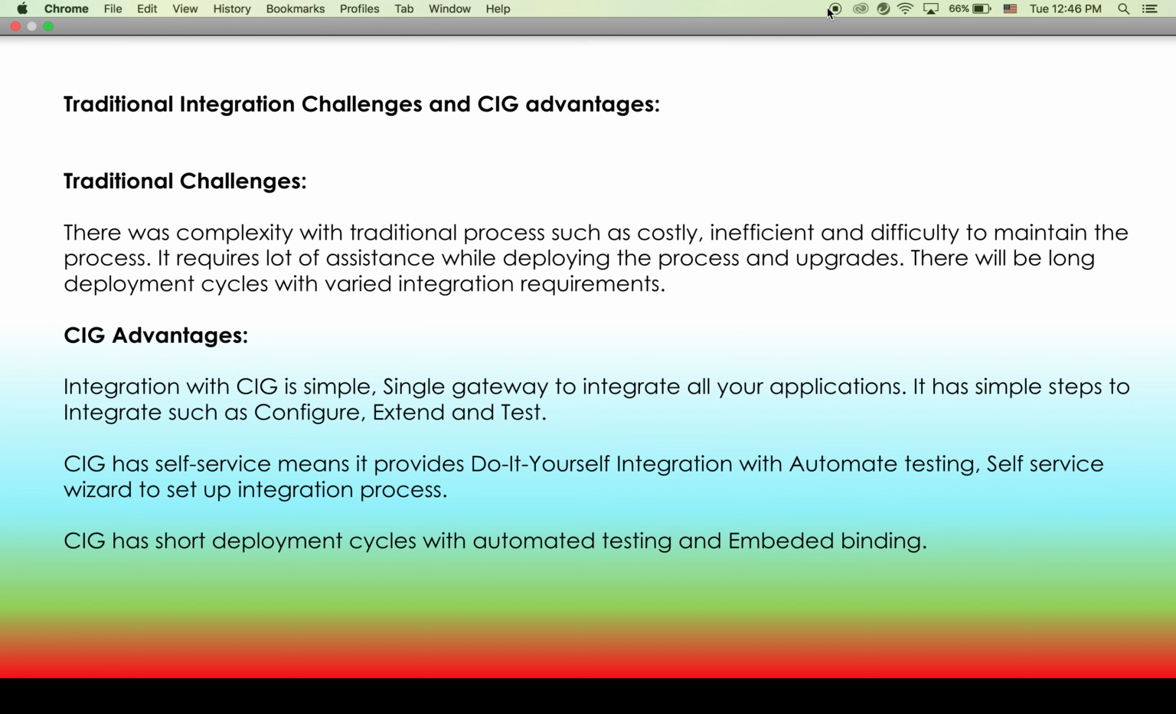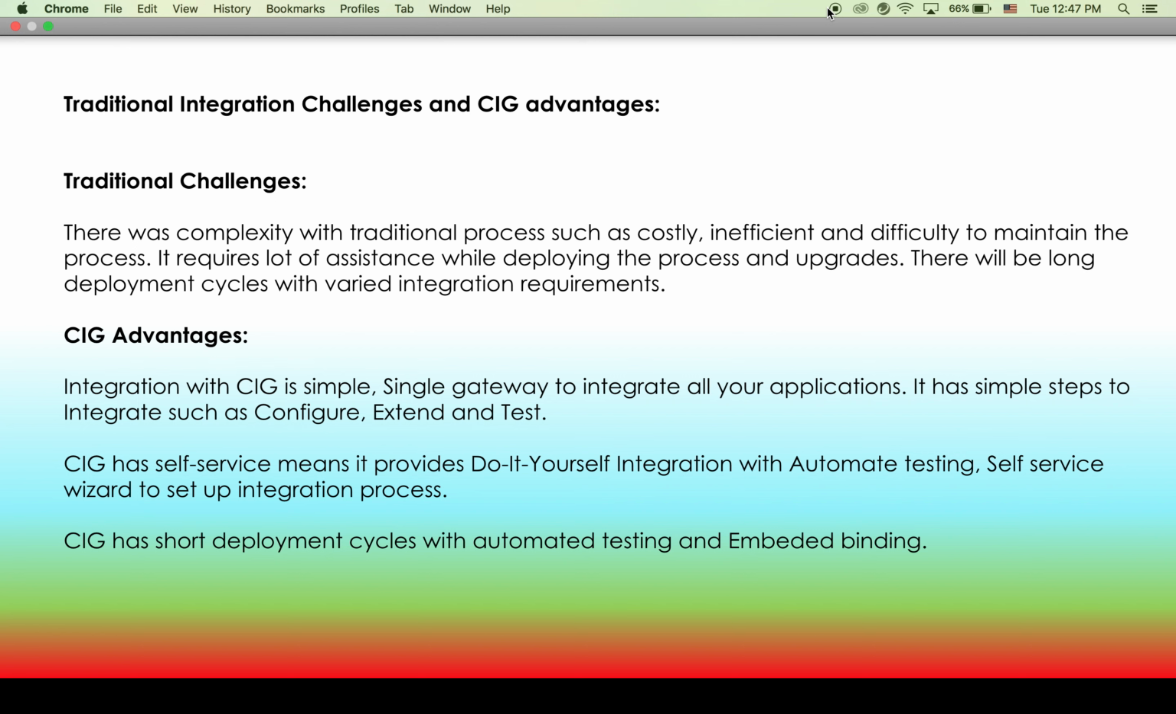What are the CIG advantages? Integration with Cloud Integration Gateway is simple, with a single gateway to integrate all your applications. It has simple steps to integrate: configure, extend, and test. So in Cloud Integration Gateway, we have three steps: configure, extend, and test. It also provides a wizard, so anybody can easily configure, extend, and test the integration of applications.